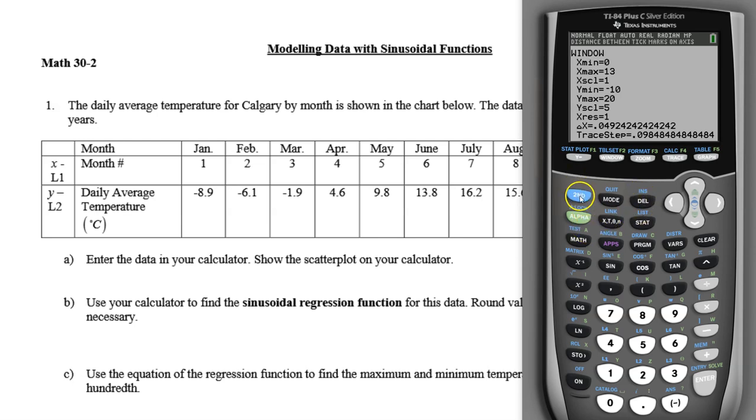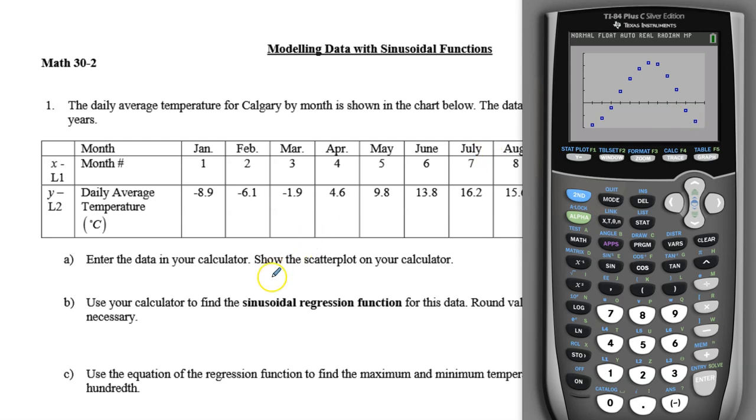Now, to see a scatter plot, we'll go to second y equals, and we need to turn this plot on. And then I can hit graph. And what we see looks like a sinusoidal graph. And it sort of makes sense, right? I mean, we start off in January, it's the coldest month, with the coldest, lowest temperatures, rising up to July, August, when we get our warmest temperatures, and then starting to drop off again.